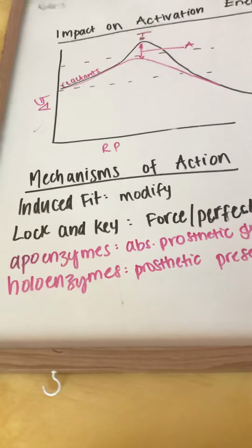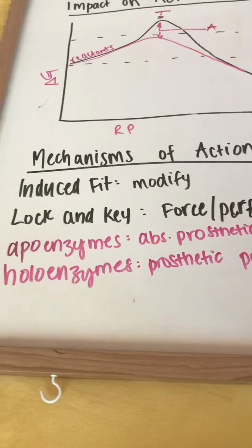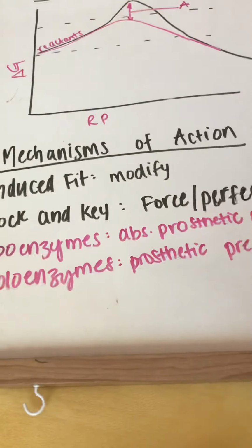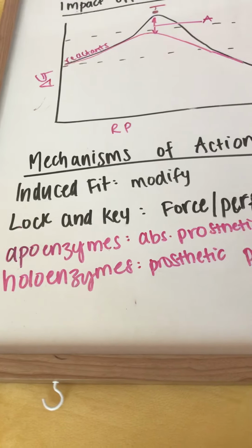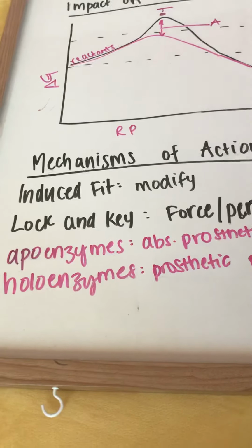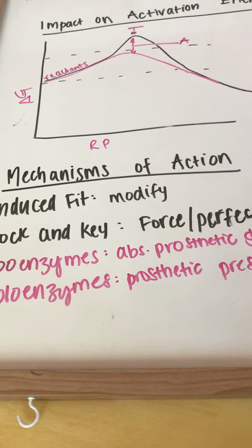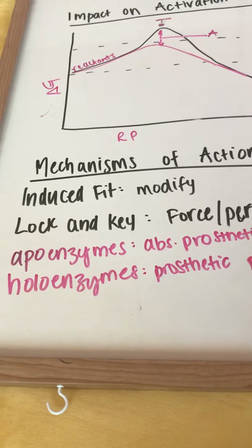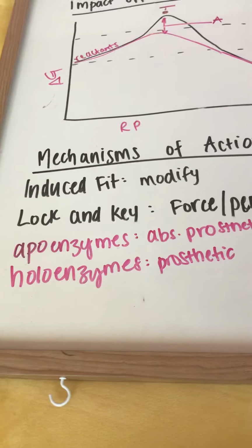So what the induced fit model basically says is that the enzyme and the substrate, and substrate is just a fancy word for the molecule that's going to be attached to the enzyme, or is going to bond with the enzyme, kind of have complementary shapes. They're similar to each other, but they're not necessarily perfect. But once the substrate binds to the enzyme, both of them undergo modifications and bond better with each other. So that's what the induced fit model says.